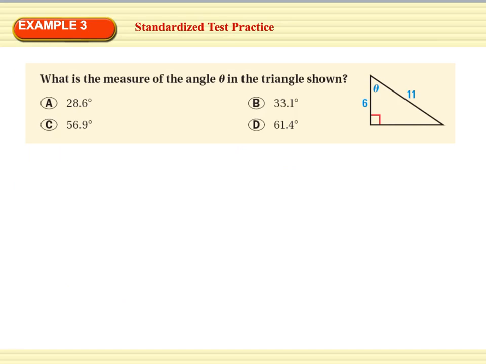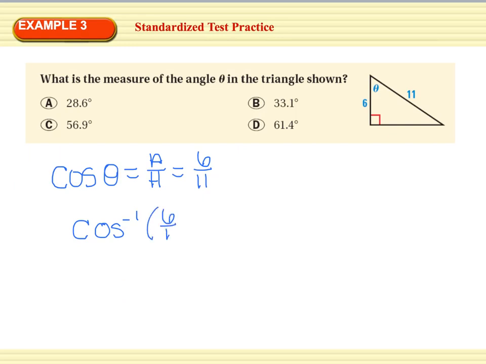So we can go ahead and use the fact that cosine of theta is equal to the adjacent over the hypotenuse, which in this case is equal to 6/11. And if we want to calculate the angle theta, I can take the inverse cosine of 6/11, and when you type that in, this will give us 56.9 degrees. And if you look at your multiple choice solutions, that is solution C.